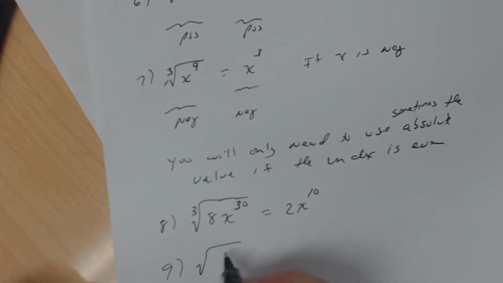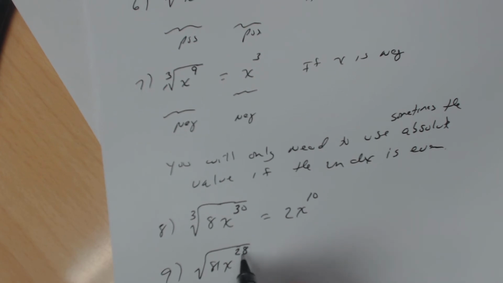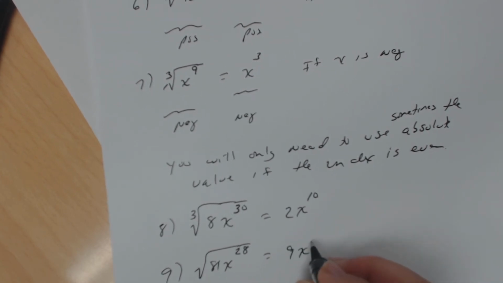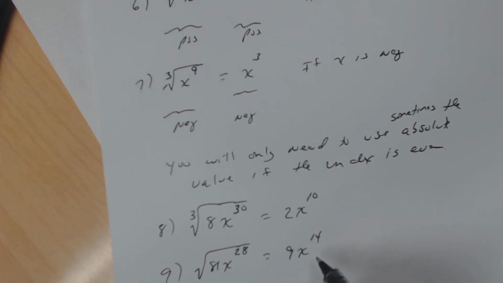9, the square root of, let's say 81x to the, let's say 28. The square root of 81x to the 28th is going to equal 9x to the 14th.